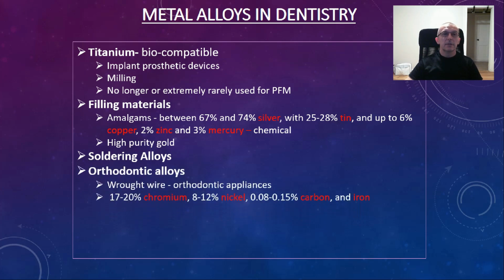Soldering alloys, orthodontic alloys, these are like stainless steel wrought wire, so they have a specific flexibility for using it in orthodontics. Its composition is chromium, nickel, carbon, and iron. So this alloy does not rust very easily, and it can be bent, and it's very springy, so it's ideal for orthodontic retainers and moving teeth, things like that.